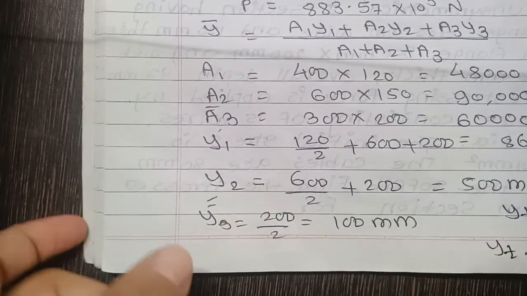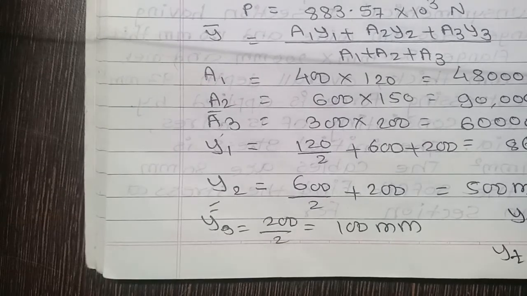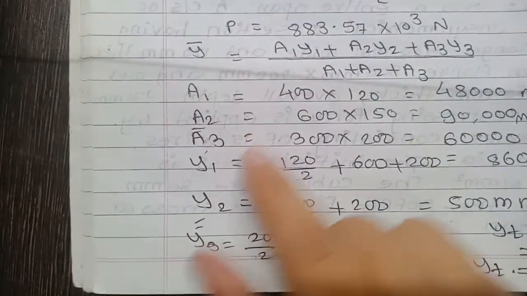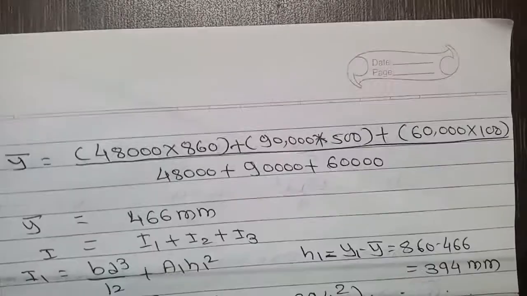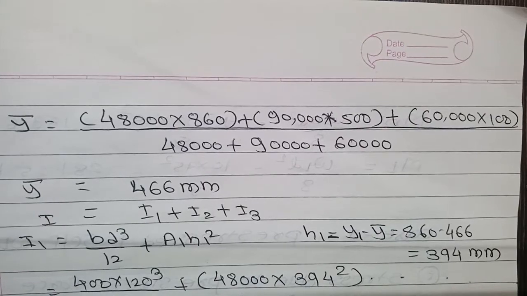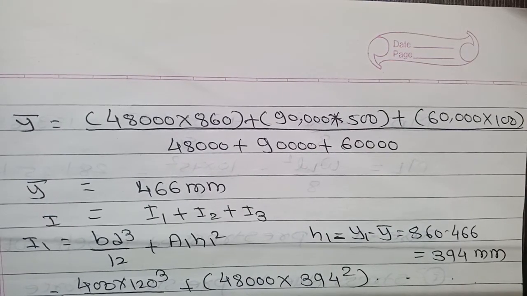Y3 is 100 mm. Now put these values A1, A2, A3, Y1, Y2, Y3 in this formula and calculate y bar. If we put values in this equation and calculate, we get y bar equals 466 mm.